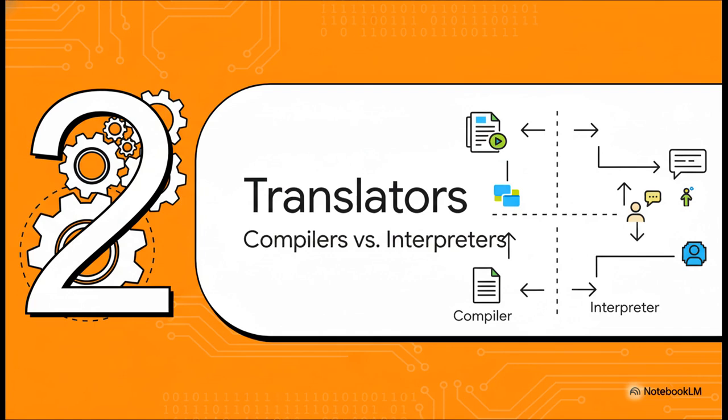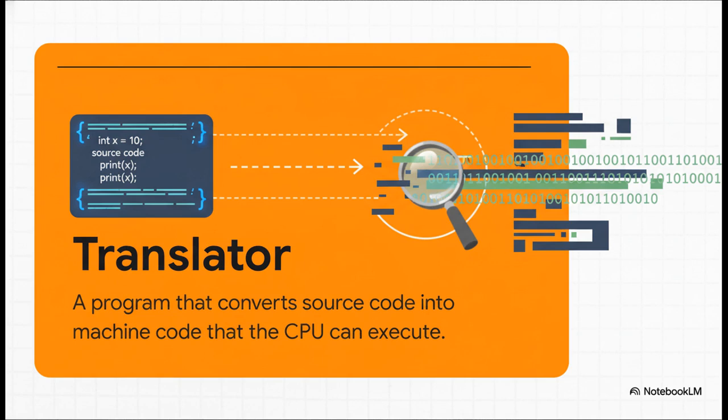So to get this translation job done, we have two different tools in our toolkit, and you've got to be able to compare and contrast them. We're talking about compilers and interpreters. But before we dive in, what even is a translator? Let's just lock down that definition. Simply put, it's a program that takes our source code, the stuff we write, and converts it into binary machine code, the stuff the processor can actually run. Think of it as the ultimate middleman, the essential link in that chain from human to machine.